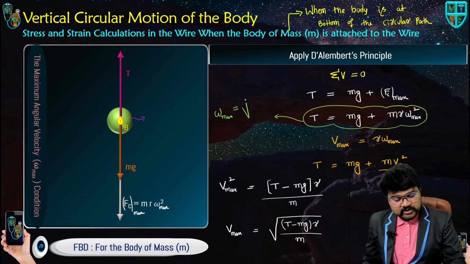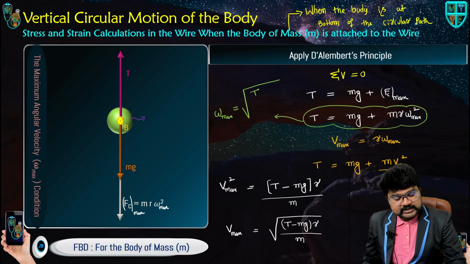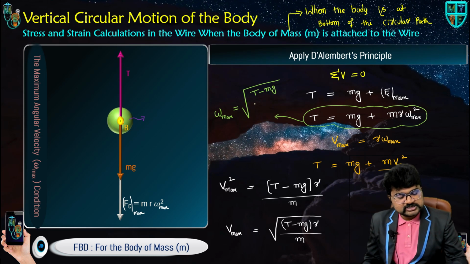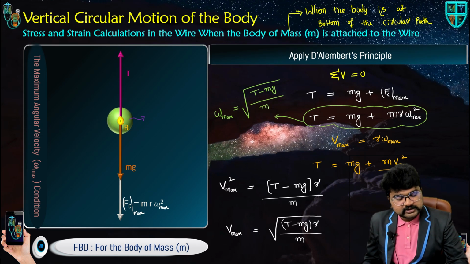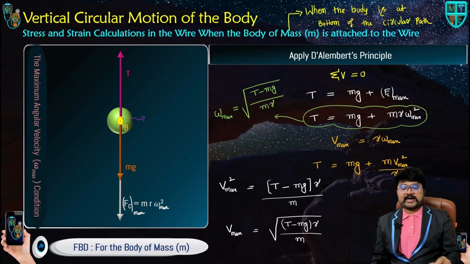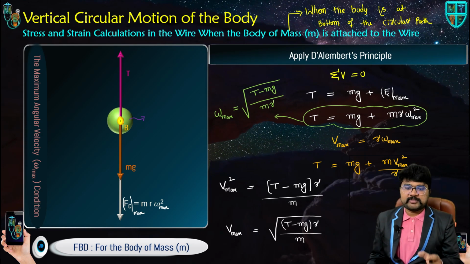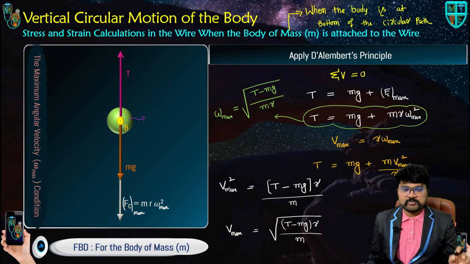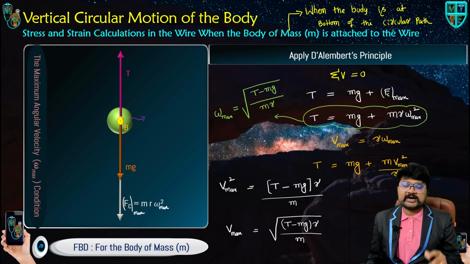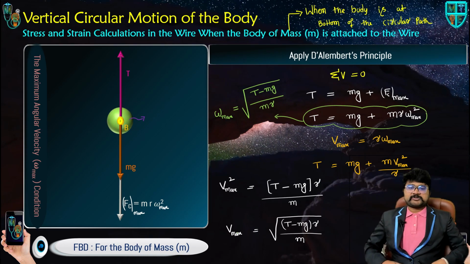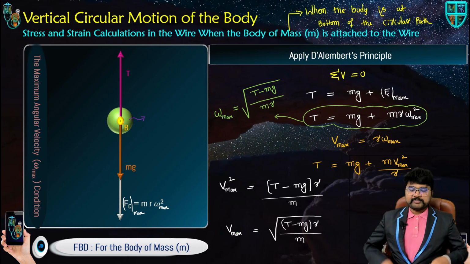Maximum angular velocity equals the square root of (T minus mg) by m times r, so you will be getting m times r. Here, V maximum is the maximum linear velocity of the body, and T is the tension in the string. So you will be using these expressions while solving problems.